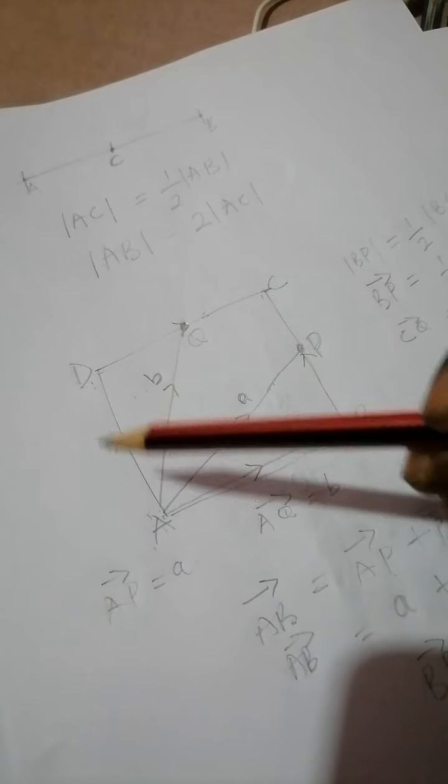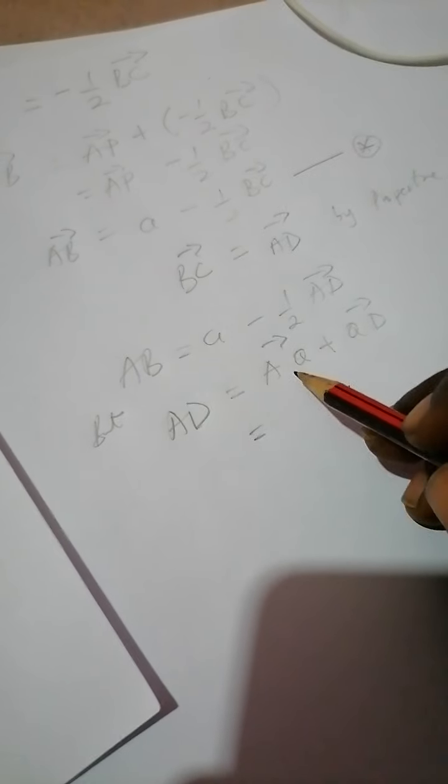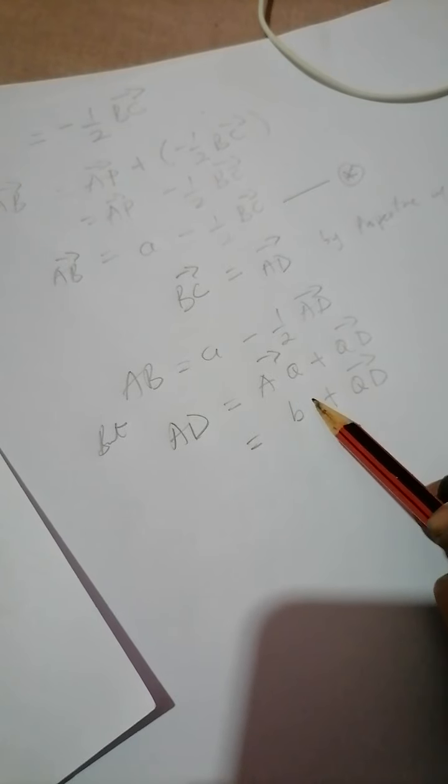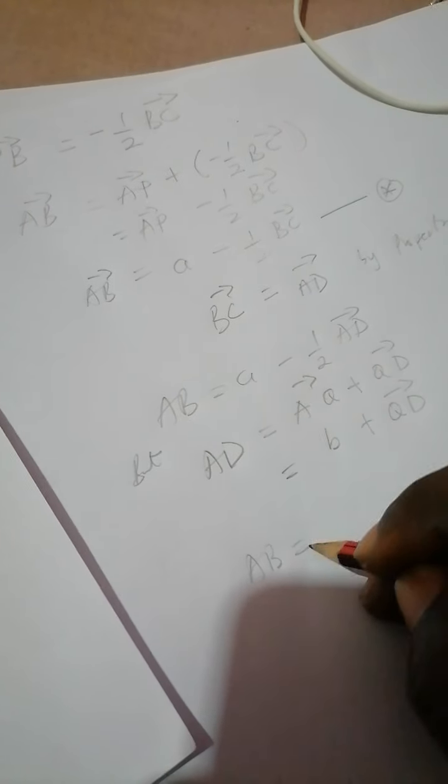Now AD is what? AD is AQ plus what? QD. So I now come here, my AD, but AD is what? It's AQ plus QD, right? That should be easy. Now, what is AQ? AQ from the question is what? It's B. So based on that, you know that, hey, I'm making progress. So if AQ is B, now it means my AB is now what?